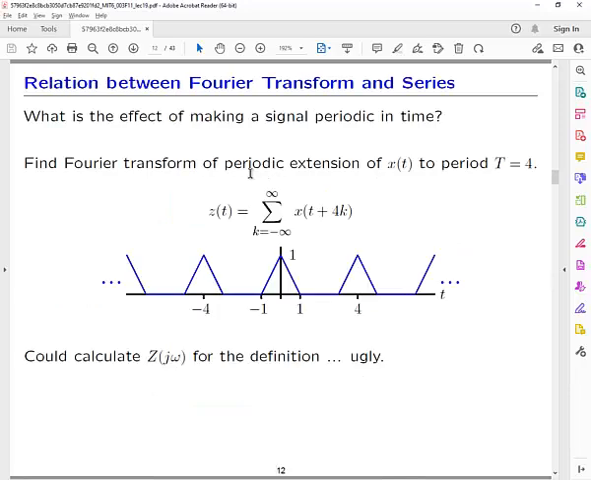Right, so suppose you take this signal and you make it periodic in time. Now that's the same thing as considering the signal on a finite interval, because we know that if we take finite Fourier series, essentially you're creating a periodic representation. So here we have a periodic continuous signal, but we're considering it as a signal on the infinite domain.